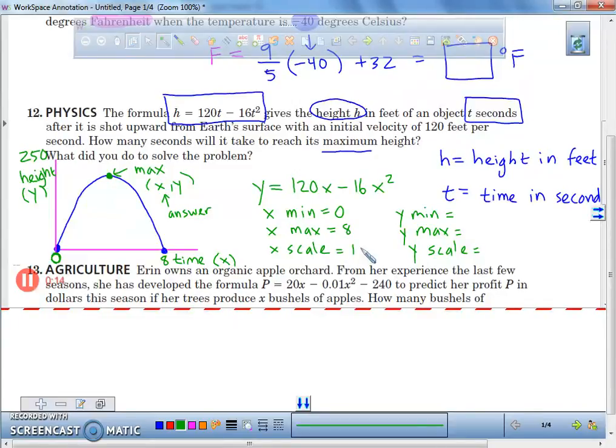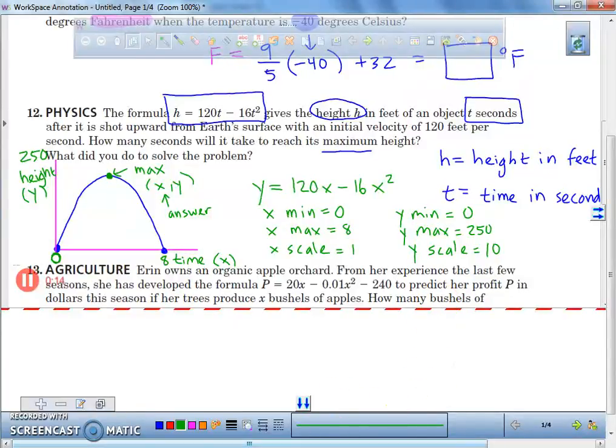Okay? Our y minimum, we're going to start at 0. Y maximum, we're going to go all the way up to 250, which represents how high we want the screen to look on our calculator screen. But the y scale, I'm not going to leave it at 1, because that would be a lot of tick marks from 0. Imagine me doing 250 tick marks all the way up. Okay? So why don't you just put 10? Like every tick mark represents 10 feet going up.